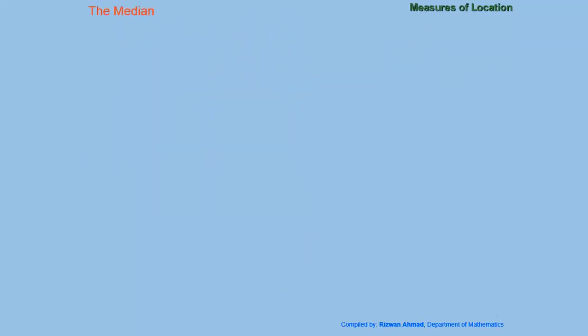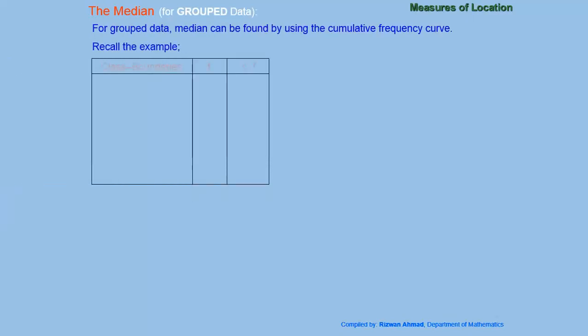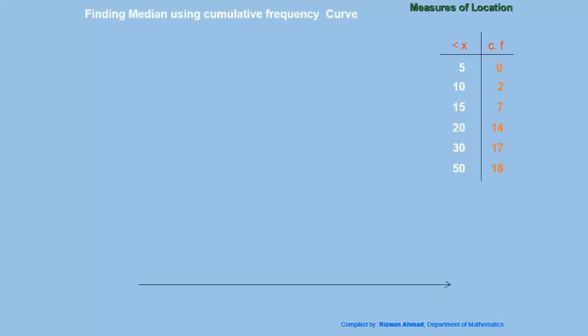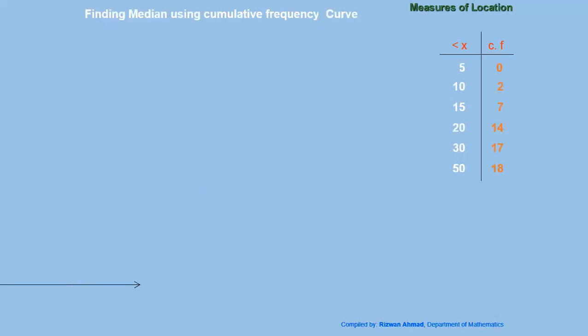Now we will have the proper grouped data where there are some classes and their frequencies. So class boundaries and frequencies are there. Then we'll find the cumulative frequencies. And now we'll make a graph between the upper class boundaries and the cumulative frequencies. If I mention this in another table like this, this is called the cumulative frequency table.